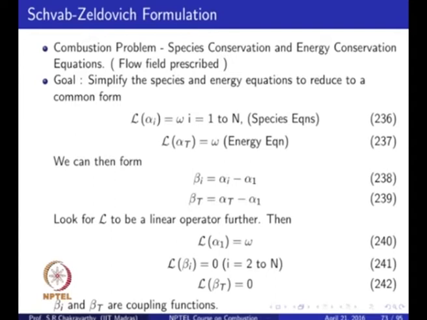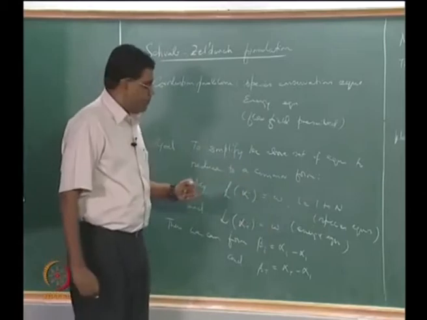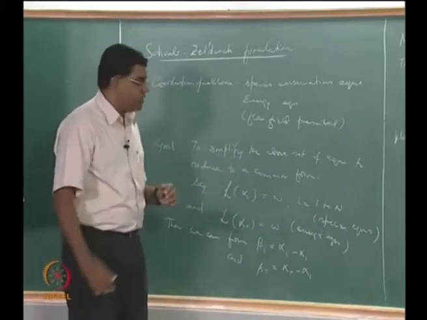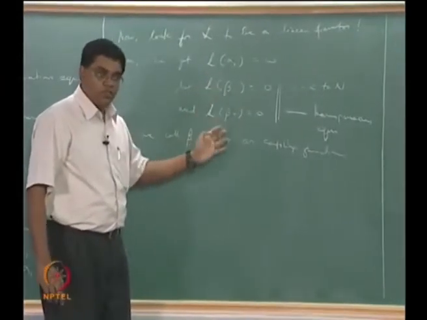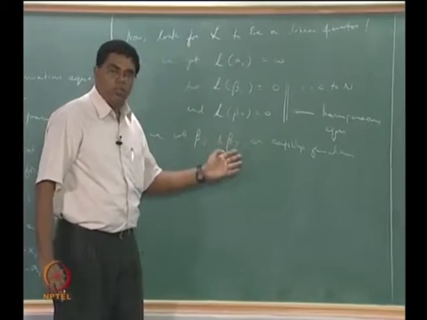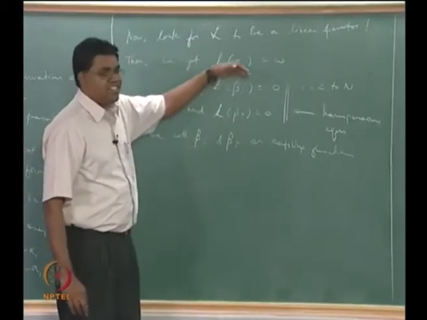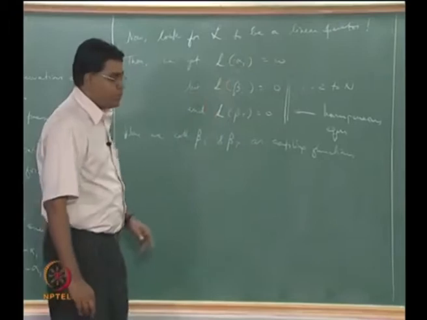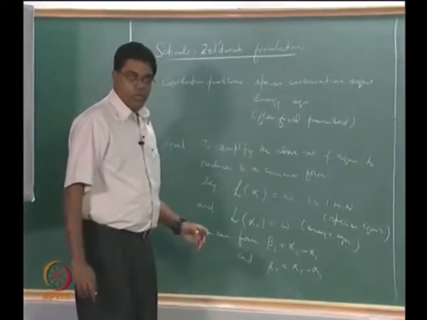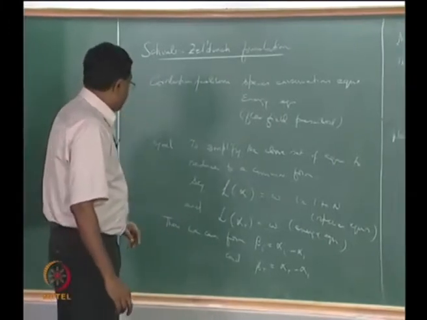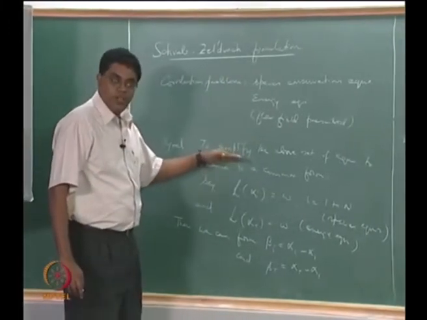So our goal is essentially to simplify the above set of equations to reduce to a common form, that is L of alpha is equal to omega for both the species and the energy together, and then form the coupling functions so that we could actually get a homogeneous set of equations for a whole large number of equations except just one. Okay, sounds very incredible at this stage if you think back on what the equations are, but the question is, how do we simplify? So this is the starting point, right?